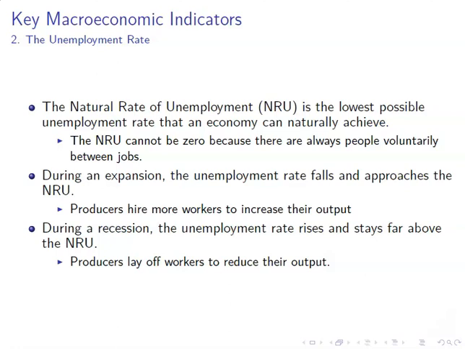So actually, right before the COVID-19 crisis became a pandemic, the February 2020 unemployment rate in the US was historically low at 3.5%. During an expansion, the unemployment rate falls and approaches the natural rate of unemployment.